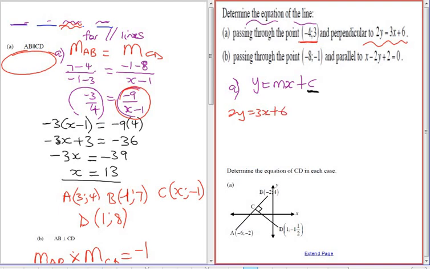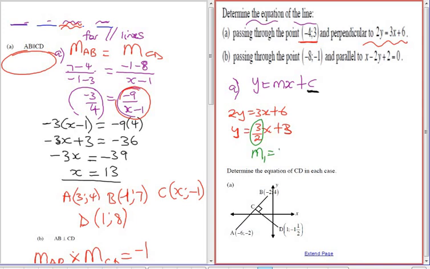So we have to first of all know the gradient of this line. And to do that, you can just divide by 2. And as you can see, it will be 3 over 2 x, and 6 divided by 2 is 3. We are interested in the m part of this. So as you can see, the gradient for this one happens to be 3 over 2. So it is the m1 here.